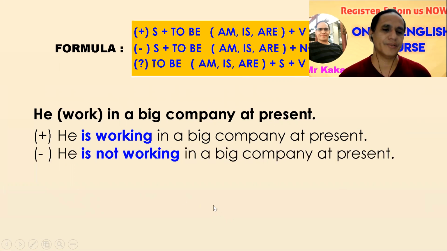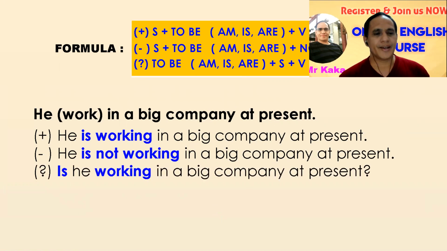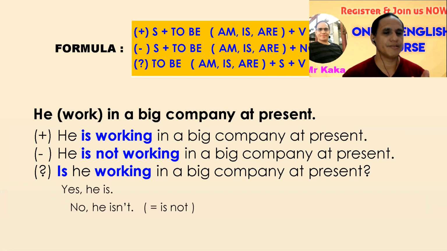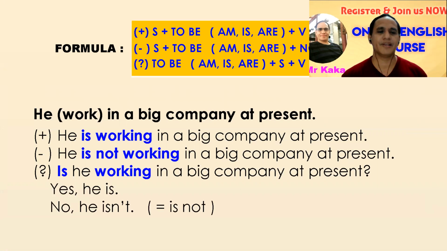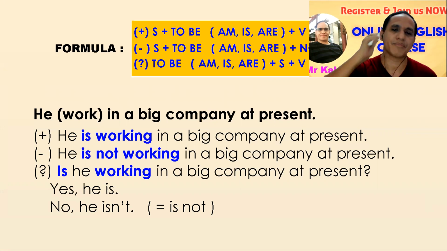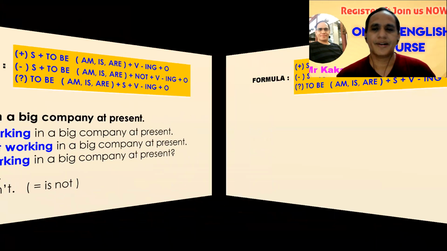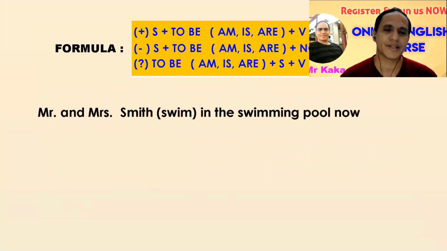And then for the negative form, it will be he is not working in a big company at present, right? This is the negative form of this sentence. And for the interrogative form, is he working in a big company at present? If the answer is yes, you will say yes, he is. But if no, you will say no, he isn't, right? This is the example of present continuous tense. Now let's go to the next example of present continuous tense.